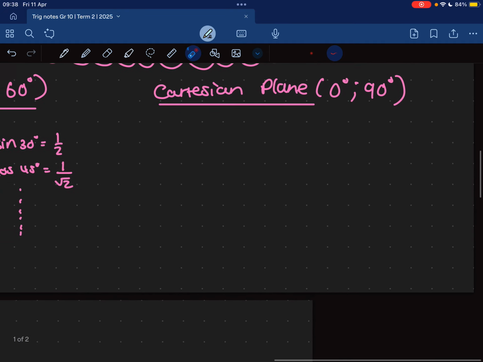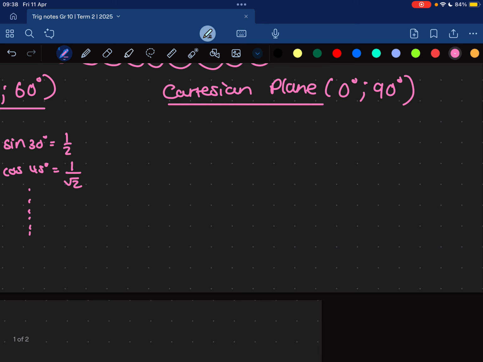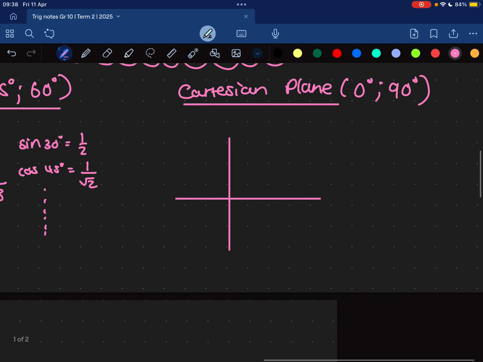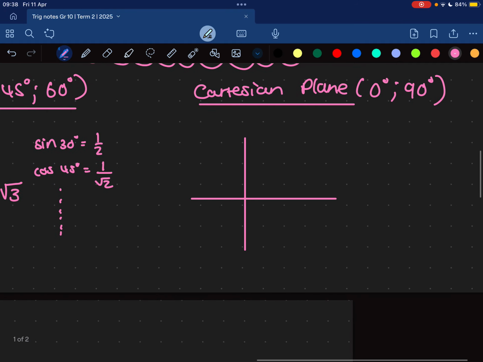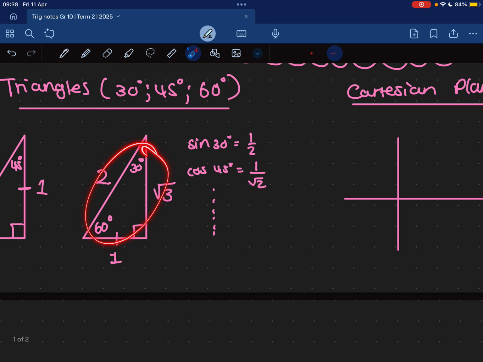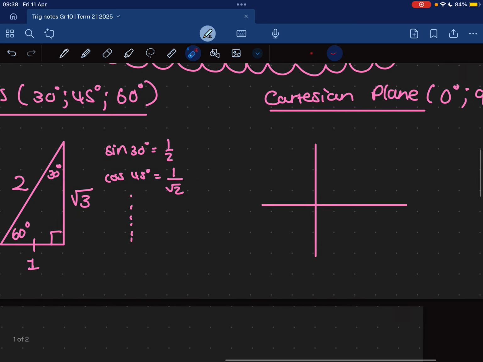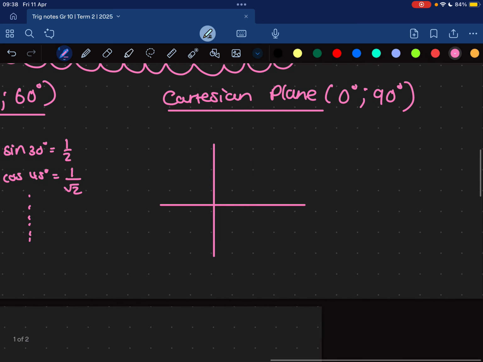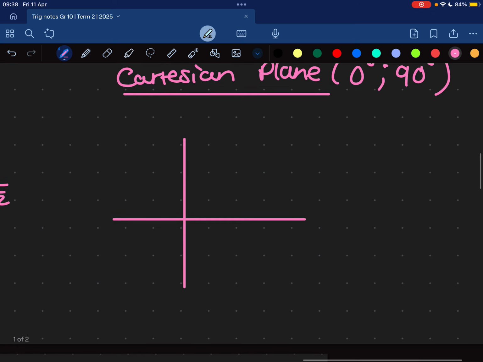Okay, then the Cartesian plane is for 0 and 90 degrees. This one is slightly different because the triangles don't work for 0 degrees and 90 degrees. I think that should make sense to you, because how could you have 0 degrees in a triangle? That wouldn't make sense. So that's why we have to use the Cartesian plane for both of these.